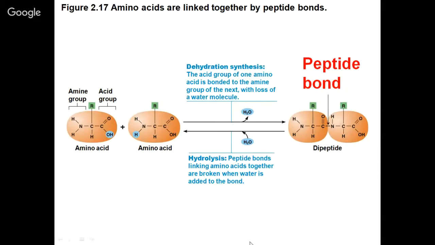Here it shows the formation of the peptide bond, which is due to dehydration synthesis. Two amino acids combine together, release a water molecule, and form the peptide bond as shown here. And to break this peptide bond, as we mentioned before, hydrolysis needs to happen. So a water molecule is incorporated and releases the relevant amino acids.